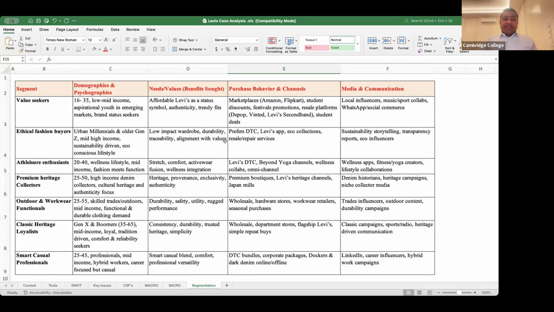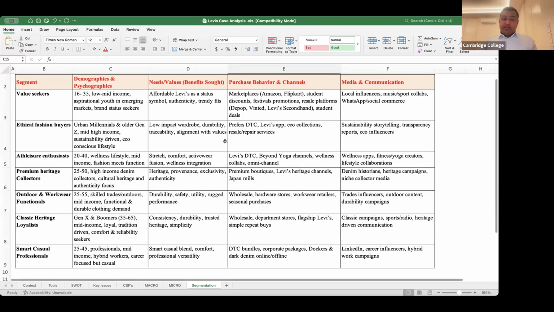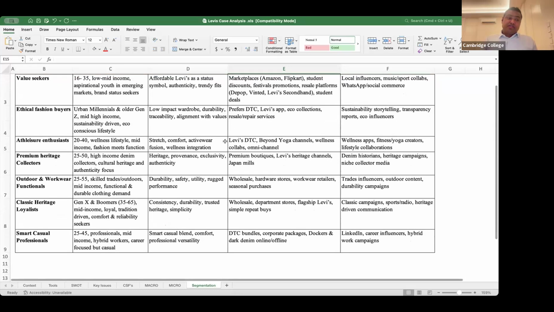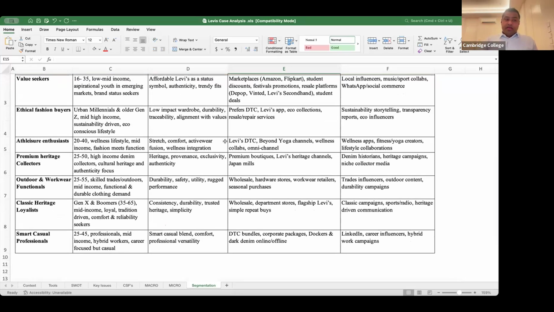And then you have athleisure enthusiasts. Those are a growing segment, and you are not very, very strong. You have bought a brand, but that brand is not well known there. Yoga is the brand. So athleisure is a huge growth segment. You need to play it hard. Premium heritage collectors. There are collectors that collect jeans.